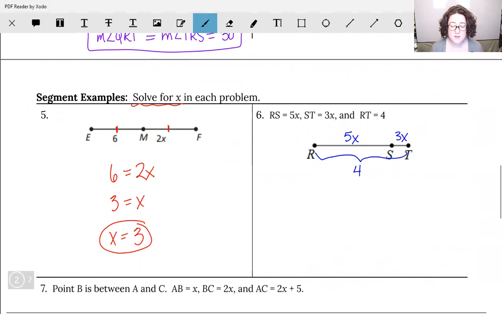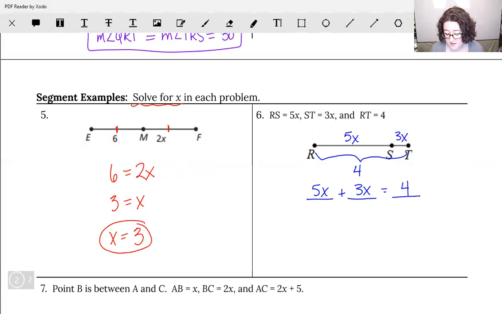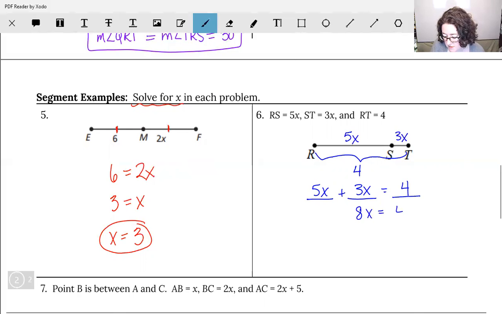So I still want to, hey, I have parts, I have the whole, part plus part equals whole. Again, you don't need to write out this map, but this is what you should be thinking. My two parts are 5x and 3x. My whole is 4, and it looks a little weird that 4 is a smaller number, but it's labeling the whole thing, so that's what I'm going to go with. So 5x plus 3x gives me 8x equals 4.